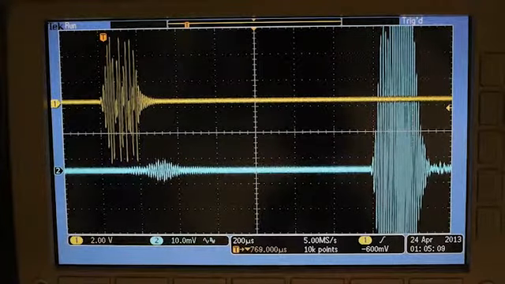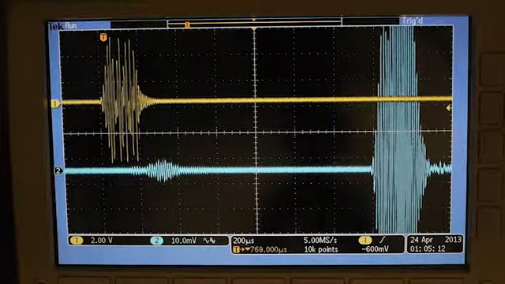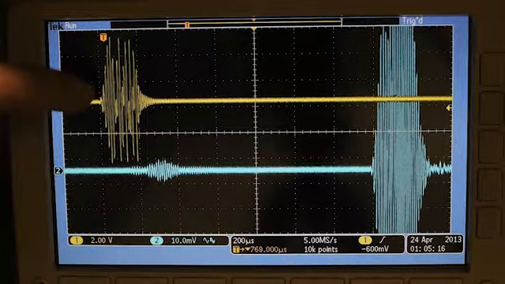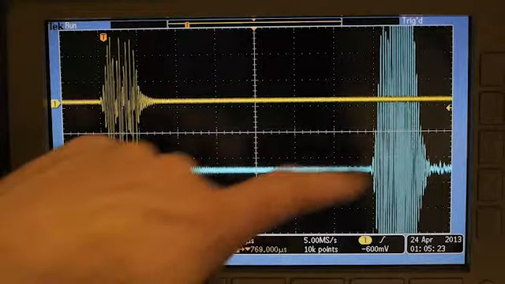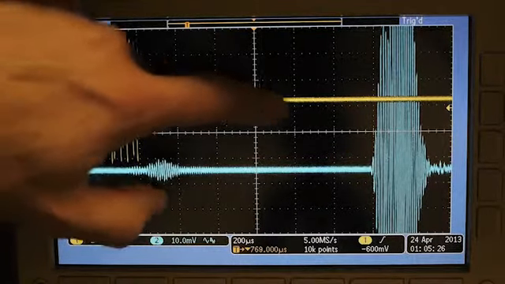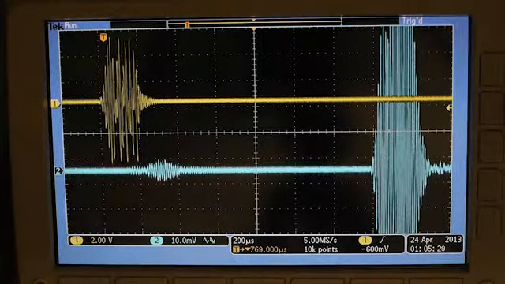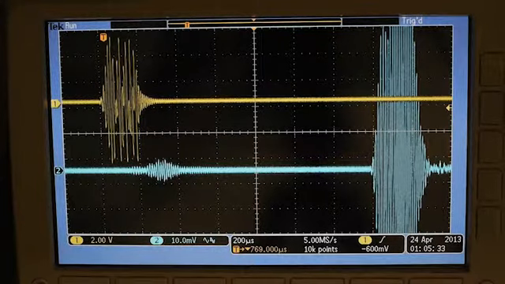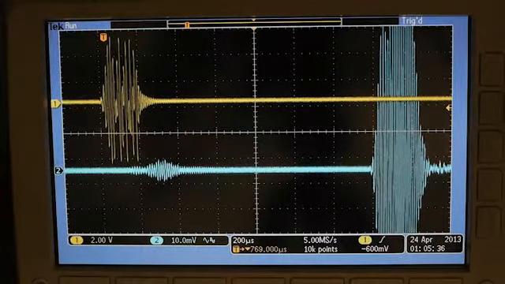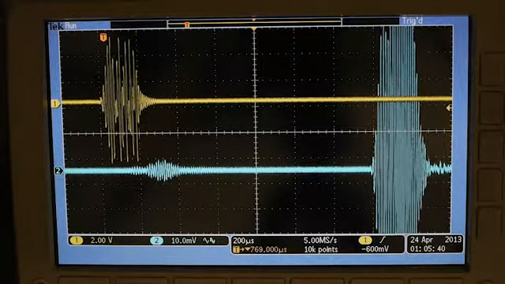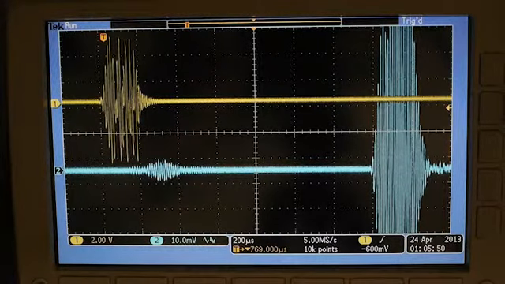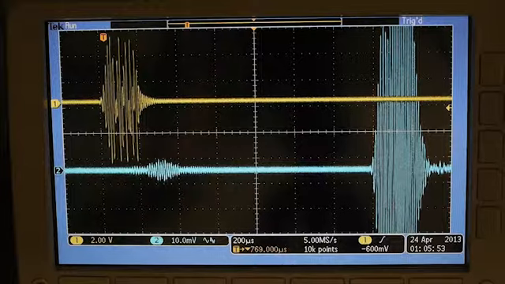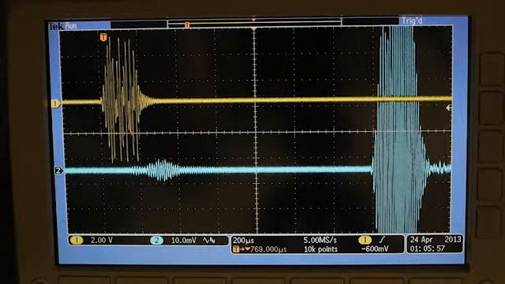If we analyze this more carefully, and what I've done here is I've stretched out the time scale, we see our drive signal here. And so if we measure the time between the drive signal and the received signal, it's 7 units, 7 times 200 microseconds per division, which is 1400 microseconds or 1.4 milliseconds. So if I multiply the speed of sound in water, which is 1484 meters per second, by the time delay of 1.4 milliseconds, I get about 2.07 meters, which is exactly what I would expect. That's my spacing between the two transducers.